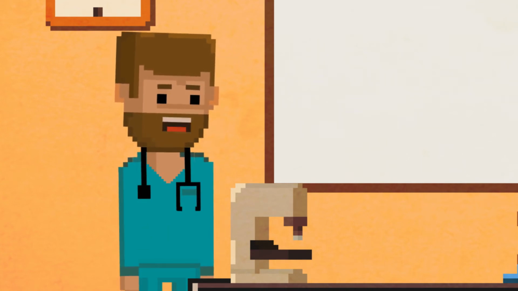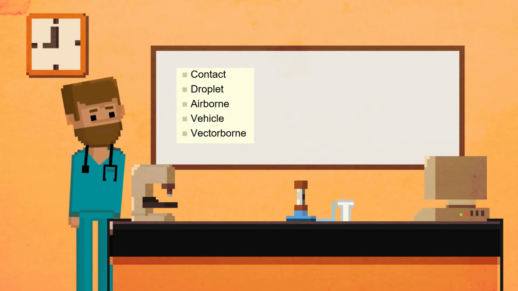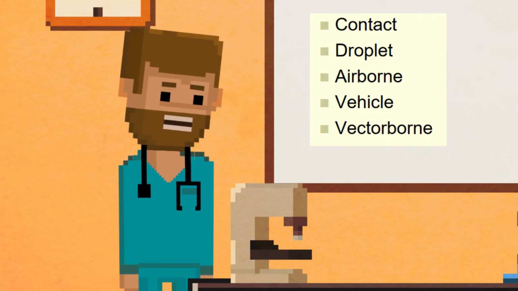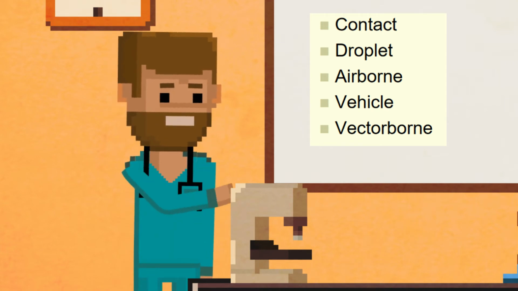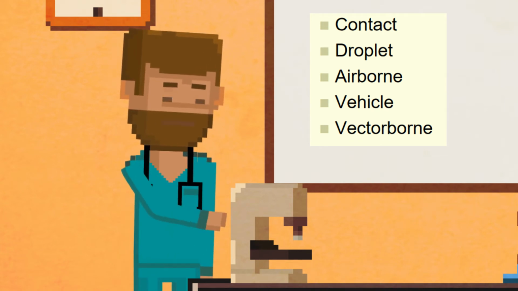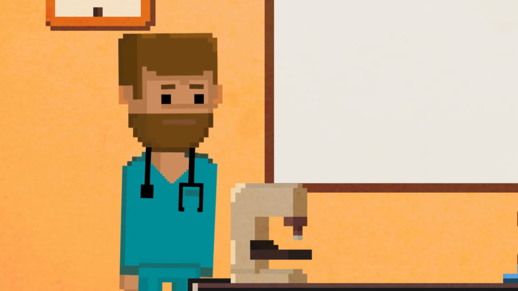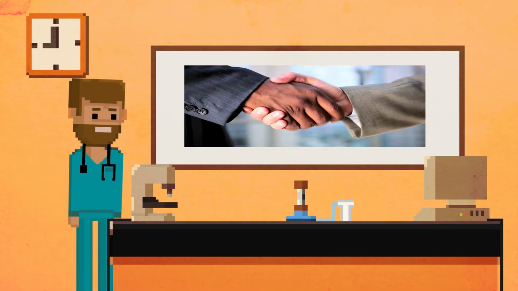The next thing we need to know are the main modes of transmission. Pathogens are transmitted by 5 major routes: contact, droplet, airborne, vehicle, and vector-borne. These are good things to know, and I'm just going to break down some of the quick information about these. So, contact transmission: there's direct contact and indirect contact. Direct involves physical transfer.